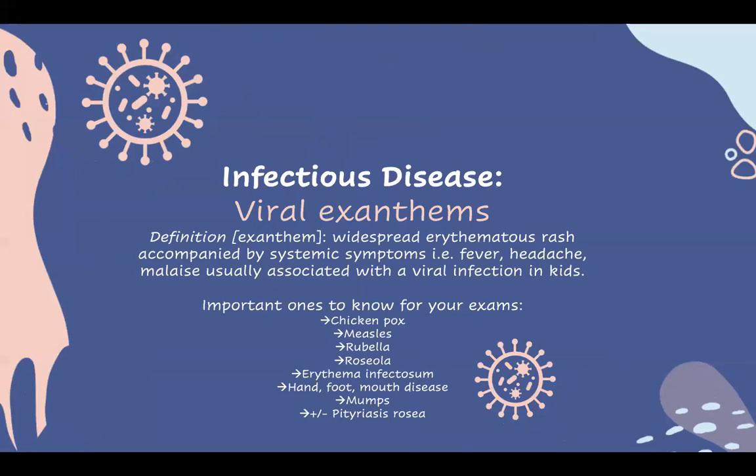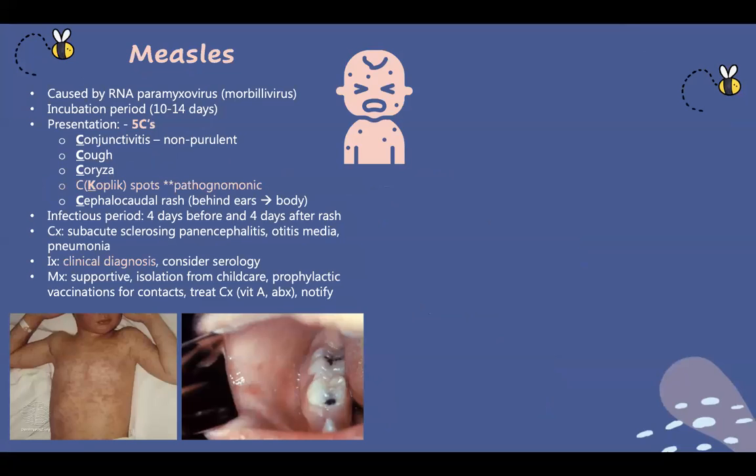And so now we're going on to viral exanthems. So exanthem just means a widespread erythematous rash that's accompanied by systemic symptoms like a fever, a headache, malaise, most commonly associated with a viral infection. So in this circumstance, they're all going to be viral exanthems. And these are the most common ones you have to know. You can probably snooze on the last one because it's a bit more GP, but it's still technically a viral exanthem.